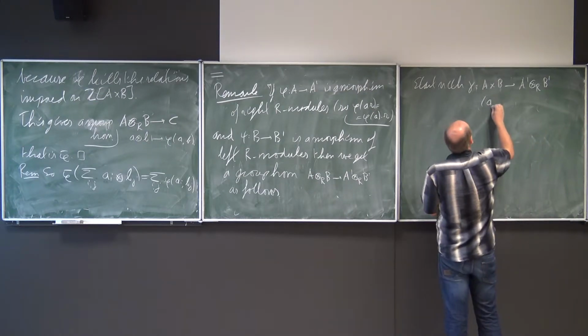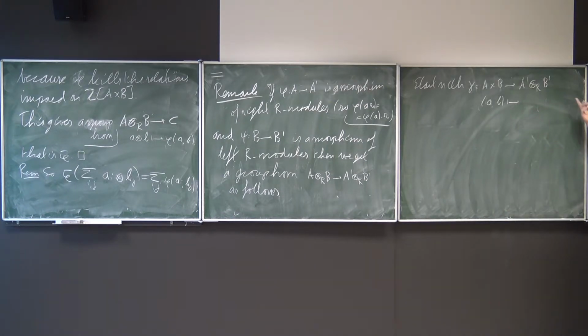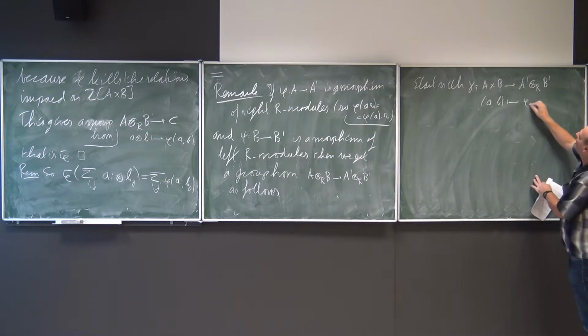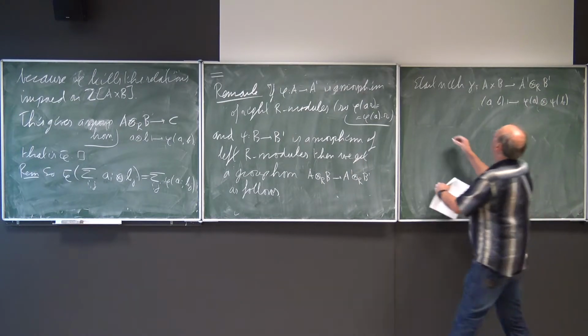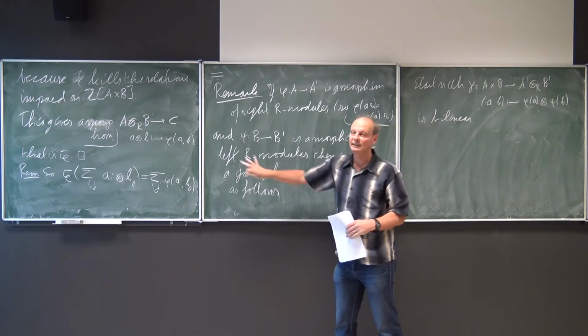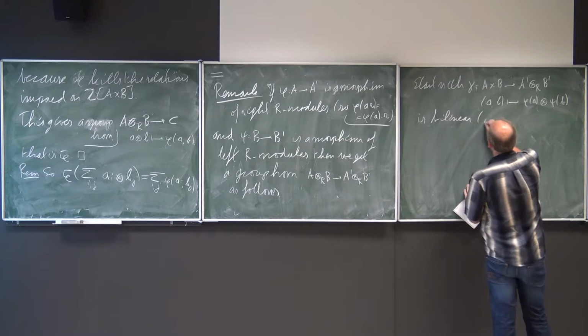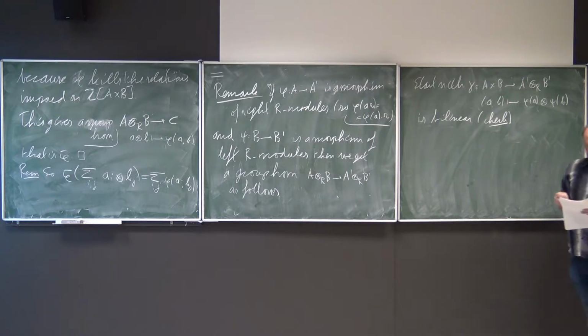And I'm going to map the generator, the element (A, B), to, well, I can't map it to A tensor B because that will be in the wrong tensor product. But if I take phi of A, being in A prime, and if I take psi of B, being in B prime, and if I take the tensor there, this will be okay. And then you have to check that because of the properties of phi and psi, this is bilinear, in the sense that it has to have the three properties. So it's an exercise to check.